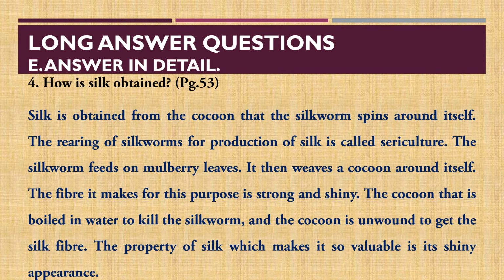The fiber it makes for this purpose is strong and shiny. The cocoon is boiled in water to kill the silkworm, and the cocoon is unwound to get the silk fiber. The property of silk, which makes it so valuable, is its shiny appearance.